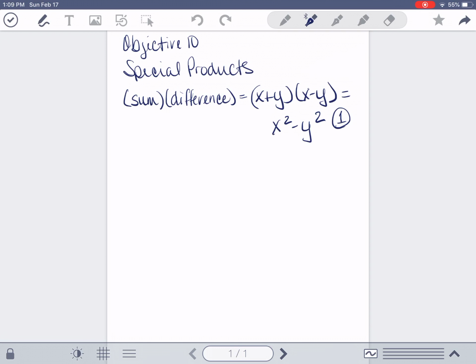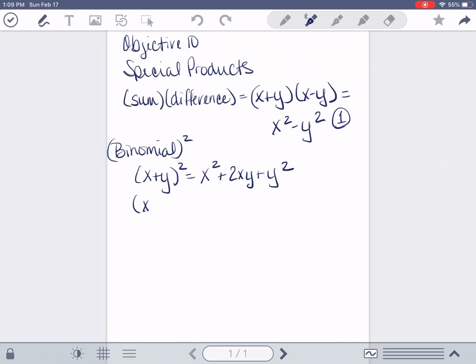The second one is whenever you have a binomial squared. So whenever you have a binomial and it's squared, so it's x plus y squared, that always equals x squared plus 2xy plus y squared. And then for your last special product formula, x minus y squared equals x squared minus 2xy plus y squared. So we're going to be talking about these formulas, and I'm going to be showing you how to utilize them whenever you need to.